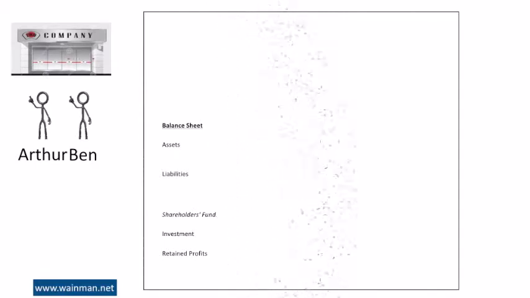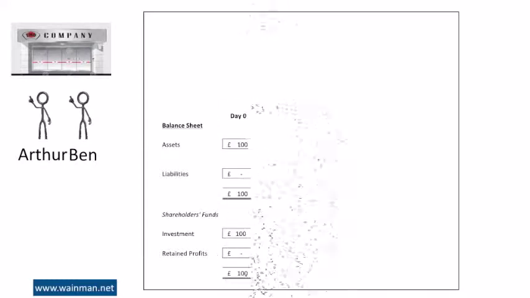Remember, the balance sheet is a snapshot in time for a business. It shows the assets and the liabilities at a particular point in time and nothing else. In this case, the assets are £100 cash and there are no liabilities to third parties. Net assets are therefore £100. The investment by the shareholders is £100 and the company has not yet made any profits from trading activities.